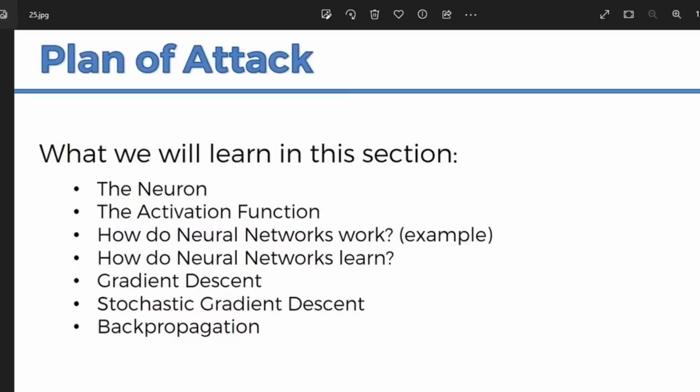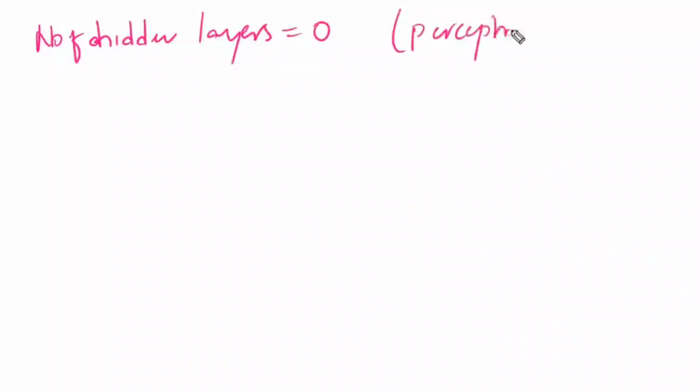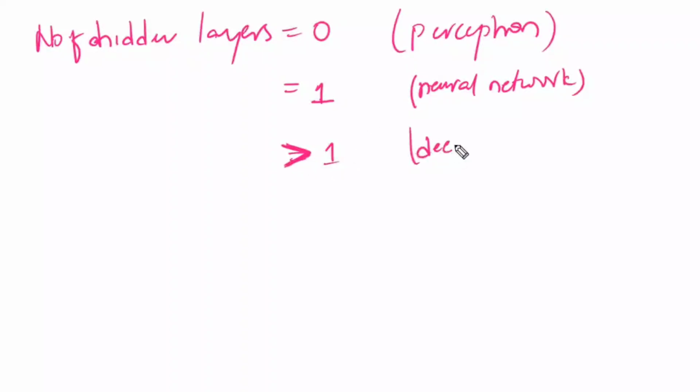Here, the number of hidden layers. If the number of hidden layers is equal to 0, then it is called a perceptron model. If the number of hidden layers is exactly 1, then it is called a neural network. If it has more than one hidden layer, at least 2 hidden layers, then it is called a deep neural network.